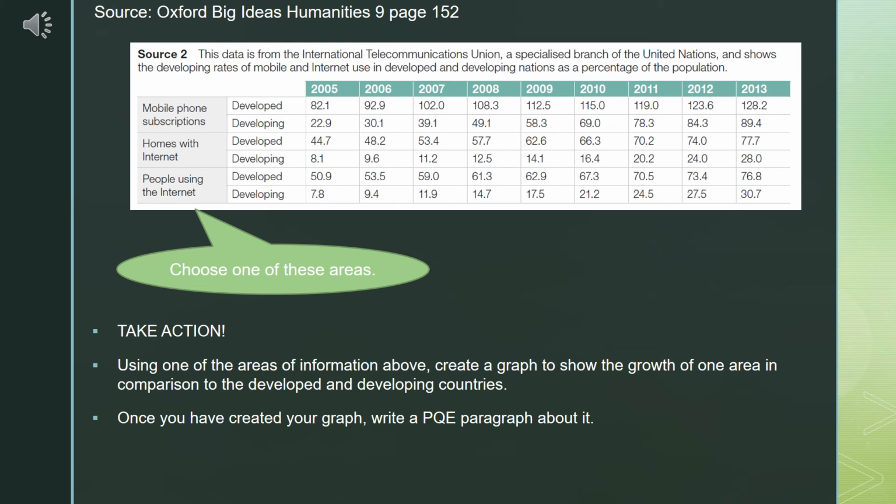Time for more action from you. What I'd like you to do is take some of the information on this table and create a graph to show the growth of one area in comparison between the developed and the developing countries. Once you have created this graph, I'd like you to write a PQE paragraph about this.